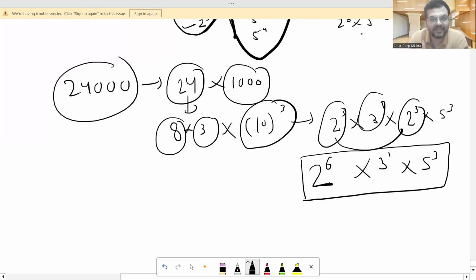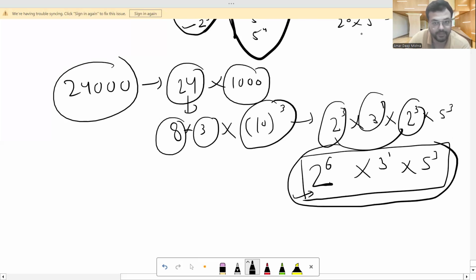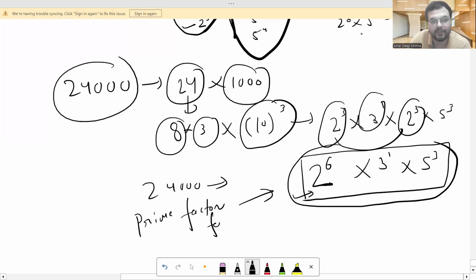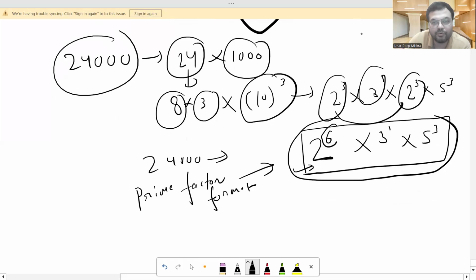The next step is very easy. Look at the power of the first prime number. Now, this is the prime factor format. For 24,000, this is the prime factor format. Now what is the power of 2? The power of 2 is 6, the power of 3 is 1, the power of 5 is 3.